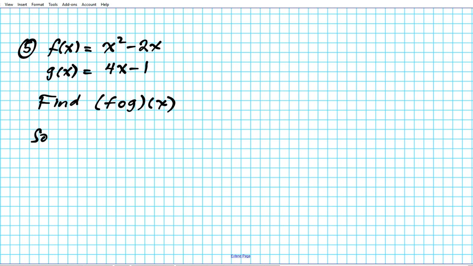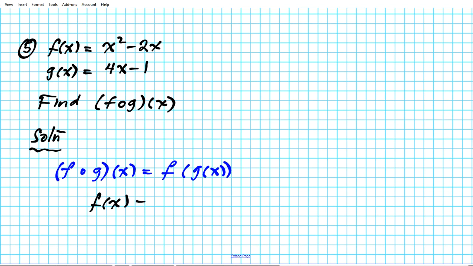Okay, now let's do this. To get started, we're going to start by writing down the formula. What does f circle g of x mean? So f circle g of x basically means that you're going to take f and you're going to plug g into f. Okay? Alright, so to do this, we're going to start by writing down our outer function. F of x is x squared minus 2x.